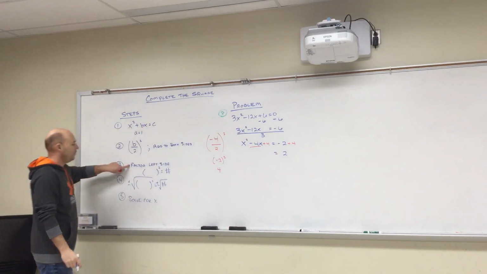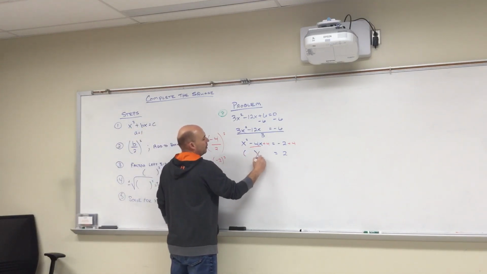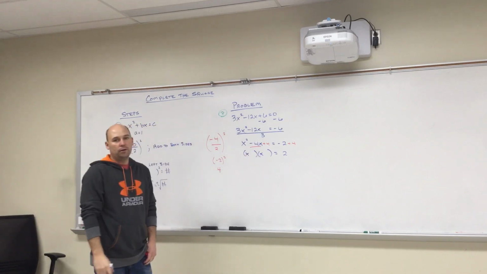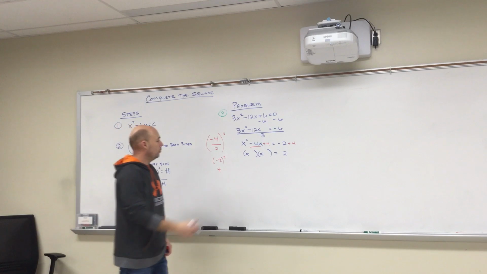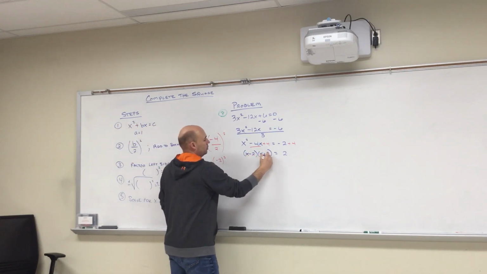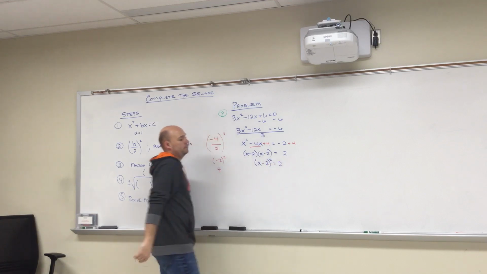The left side we have to factor, and it should end up being the same thing twice. So, what two numbers that are the same, that multiply to give you 4, but add to give you negative 4? Well, I say those values would be negative 2, negative 2. Or x minus 2 squared. Okay?